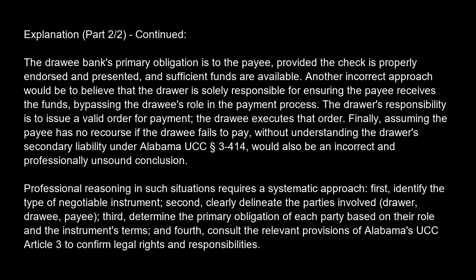Professional reasoning in such situations requires a systematic approach. First, identify the type of negotiable instrument. Second, clearly delineate the parties involved: drawer, drawee, payee. Third, determine the primary obligation of each party based on their role in the instrument's terms. And fourth, consult the relevant provisions of Alabama's UCC Article 3 to confirm legal rights and responsibilities.